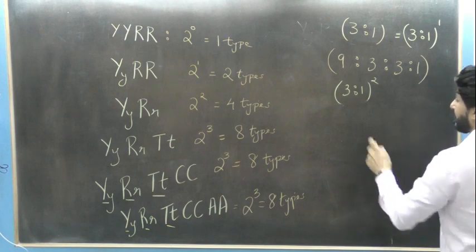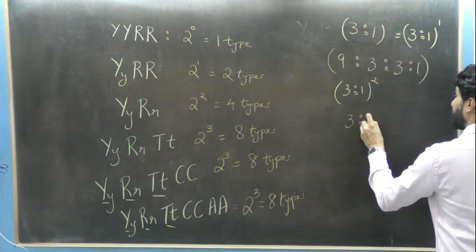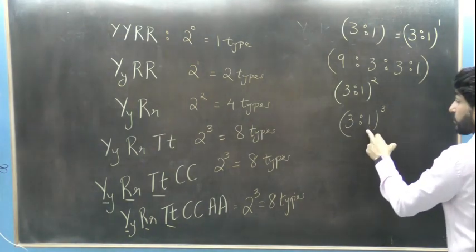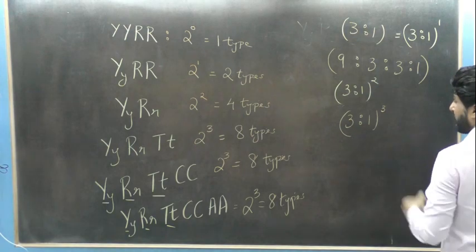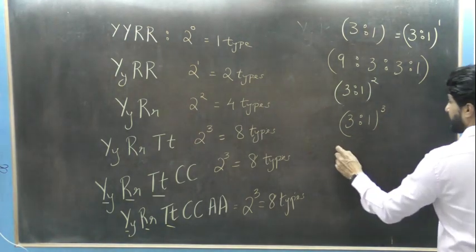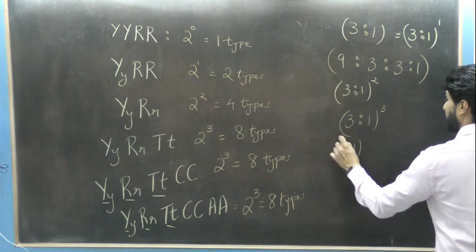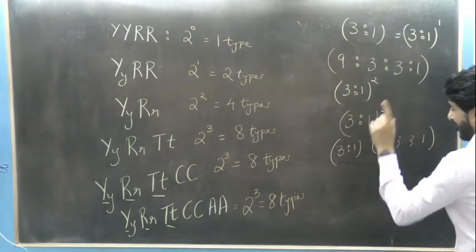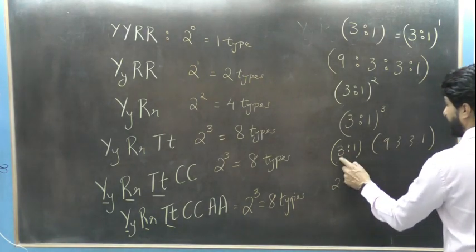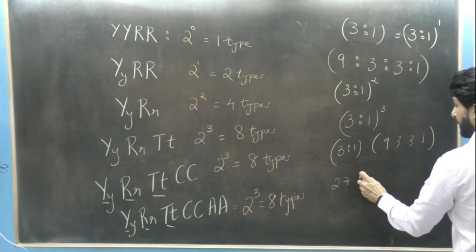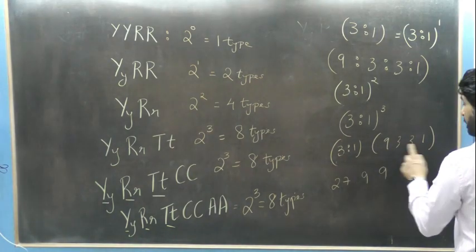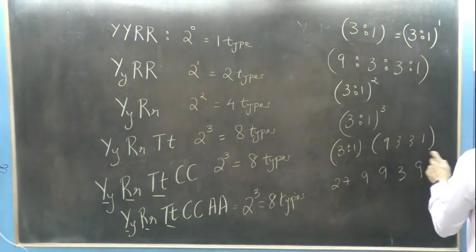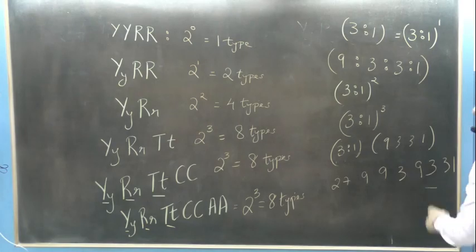If they ask you about a trihybrid cross, your answer would be (3:1)^3. You can use rough paper and solve it. I will write it as (3:1) into 9:3:3:1, and then my answer would be 27:9:9:9:3:3:3:1. This is my trihybrid ratio.